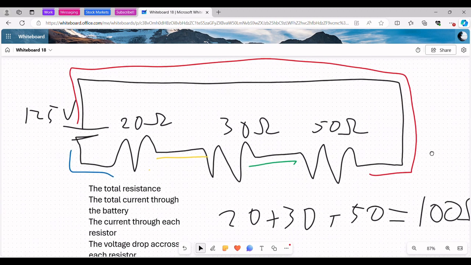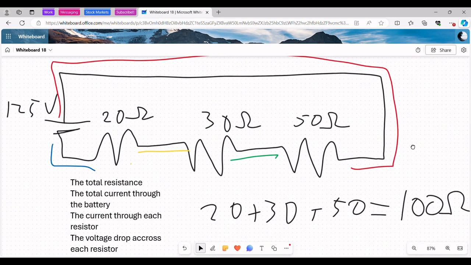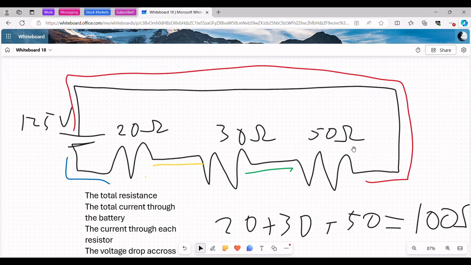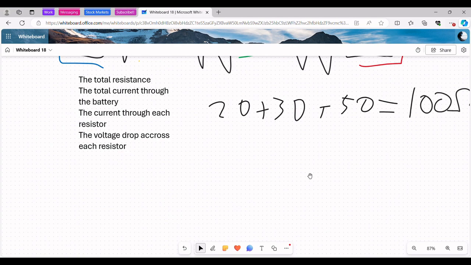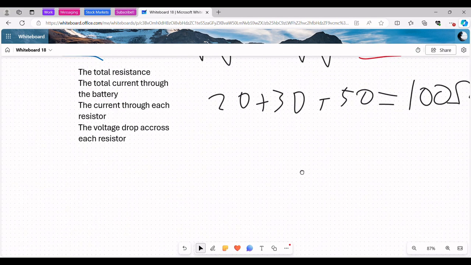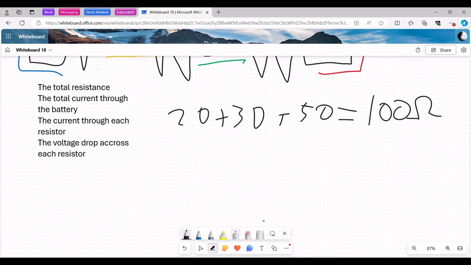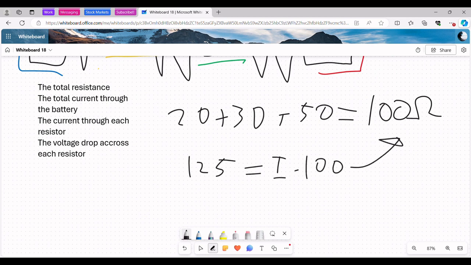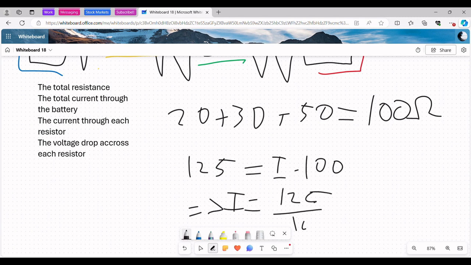All right, now how do we find the amps? Well, we can use Ohm's law. We have a total resistance of 100 ohms, and we have 125 volts. Whenever you have two of the numbers in Ohm's law, you can always find the third. So we've got 125 volts, and that equals the current times 100, because that's our resistance from right here. So this implies that the current equals 125 over 100, which equals 5 over 4 amps.